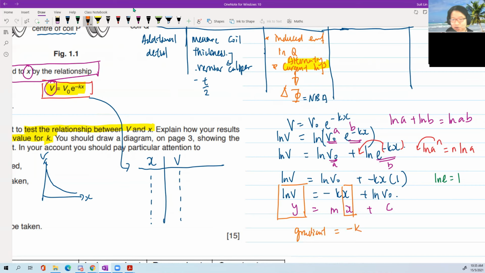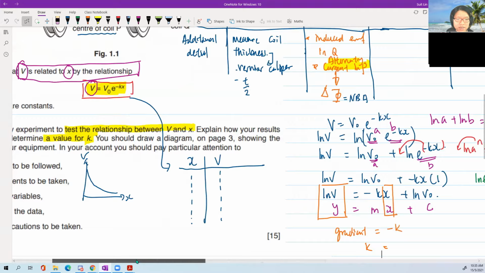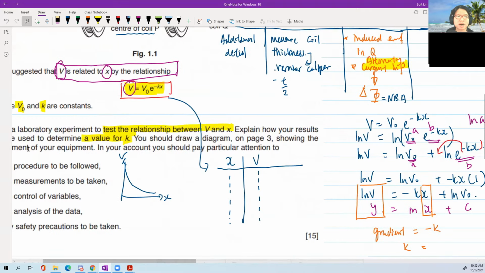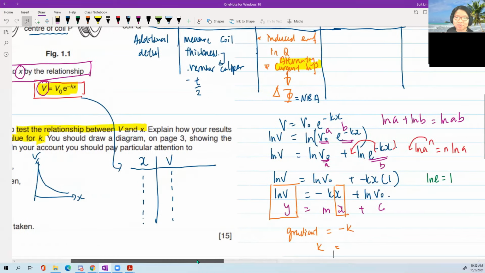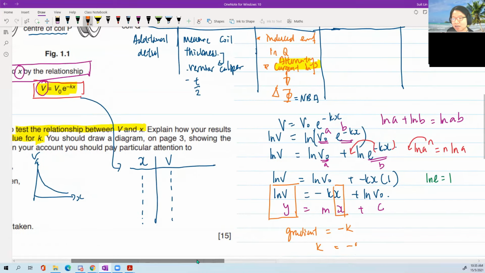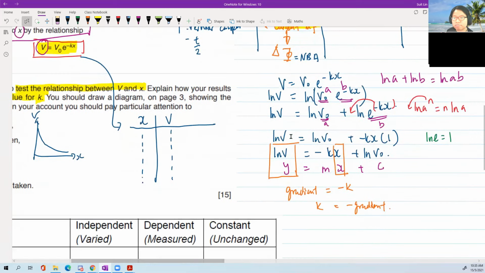But did they ask you to find gradient or they ask you to find k? They ask you to find k. Because you see, if you look at the statement here, it says explain how your result is used to determine the value of k. So you must go one step more for your answer. You must find k in terms of gradient. So k is negative gradient.